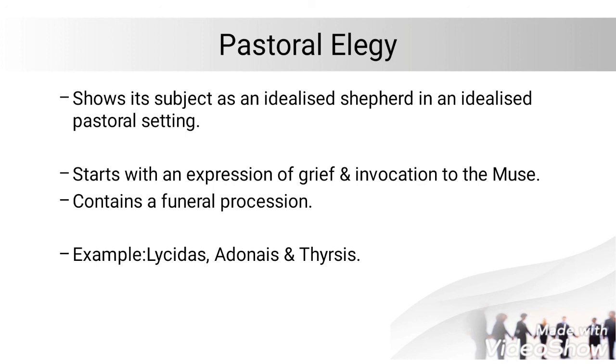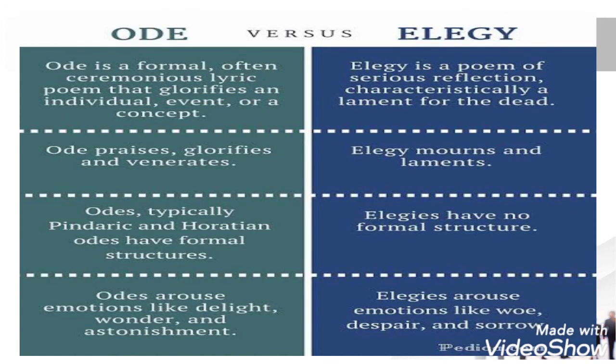Last but not the least, let's move to the next slide. Let's compare and contrast these two poetic forms, ode and elegy. And you can see on the slide as well, it will help you compare various basic features of these two poetic forms. So let's read the slide. Let's take ode first. Ode is a formal, often ceremonious lyric poem that glorifies an individual, event or a concept. So it is a ceremonious lyric.